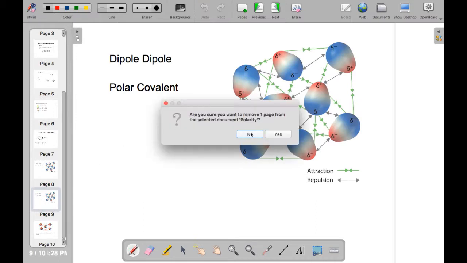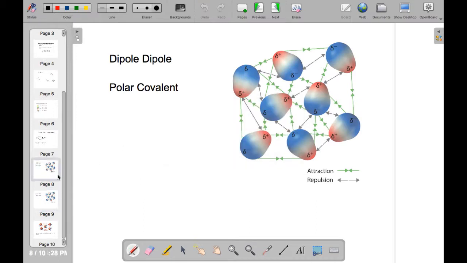Sorry, let me get rid of this extra. For some reason I had two of these in here.